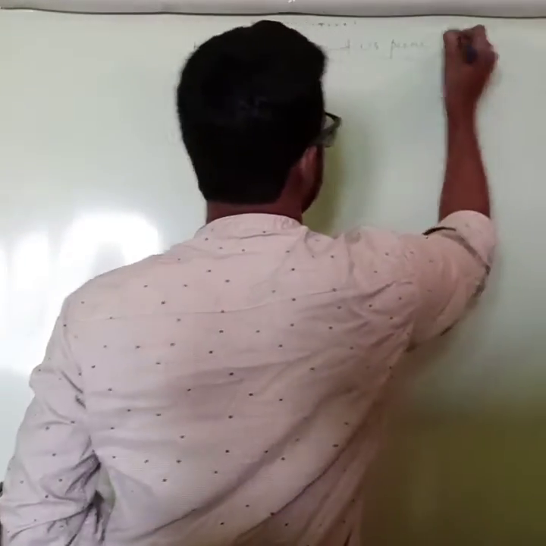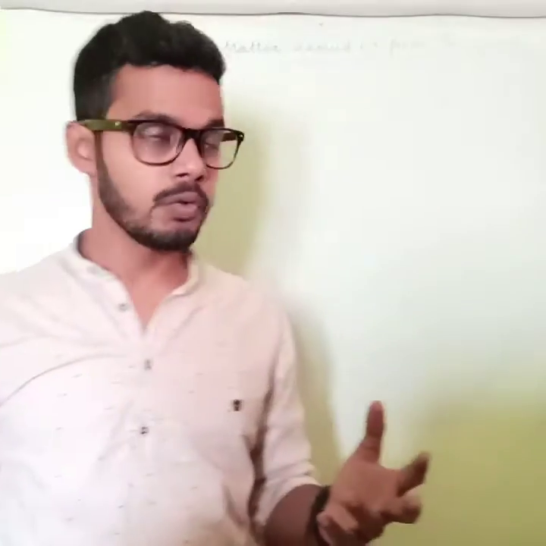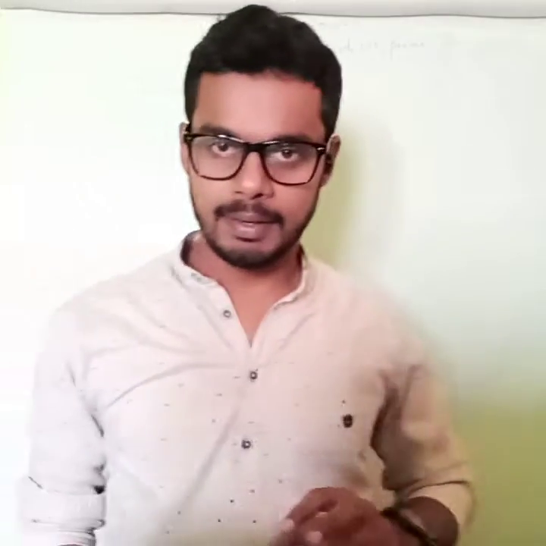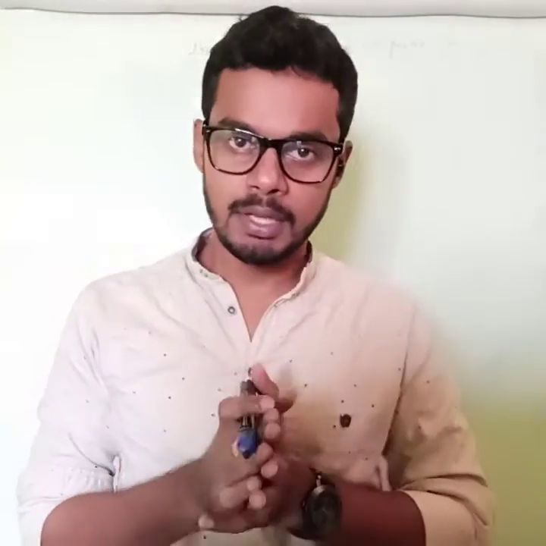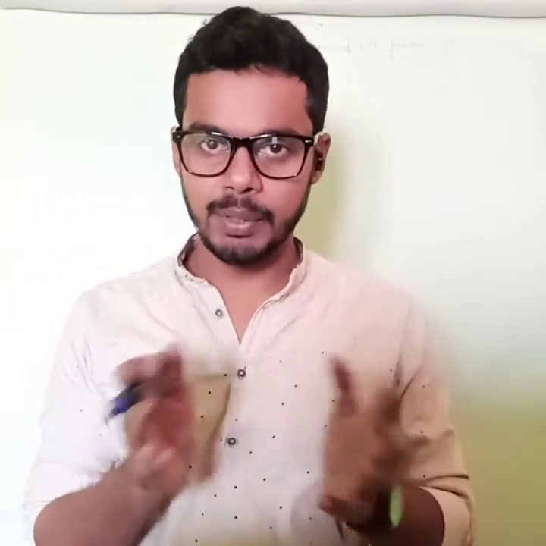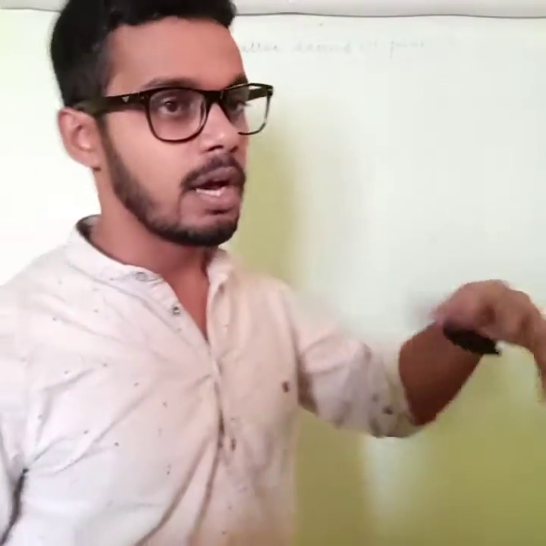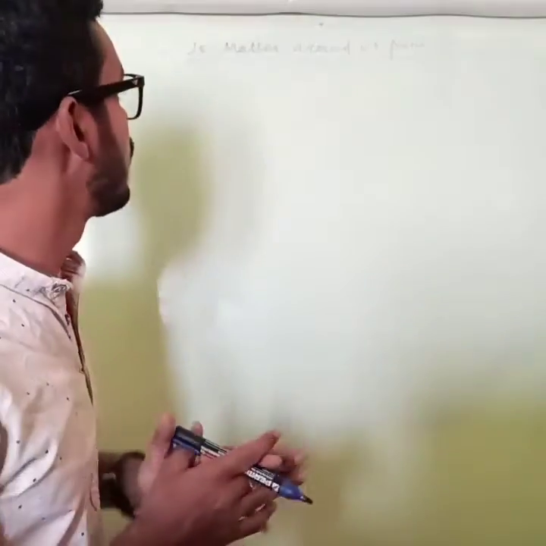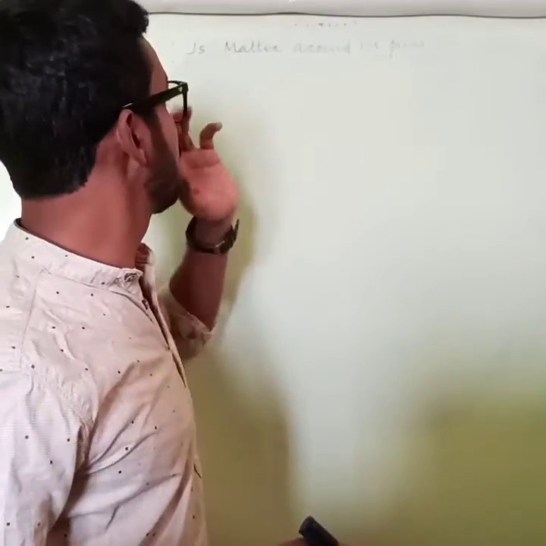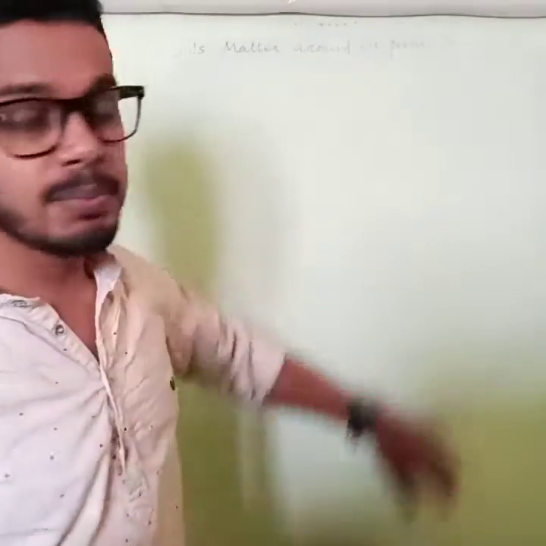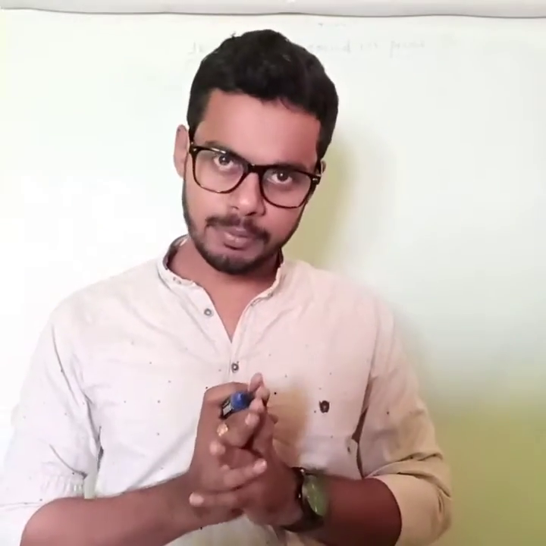Very interesting chapter. In the first chapter we got to know about matter, how small it is, what its characteristics are, what the phases and states of matter are. Solid, liquid, gas, several states of matter are there. According to that, how it is present in our surroundings. So today we will start, is matter around us pure? Whatever matter you have seen in your surroundings, is it pure?